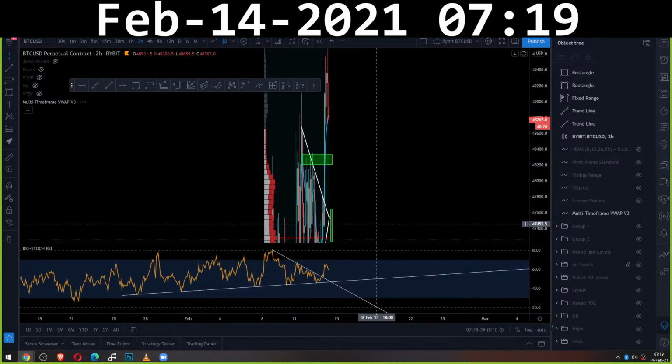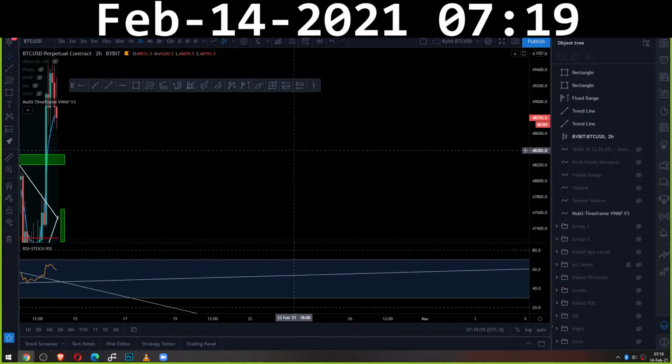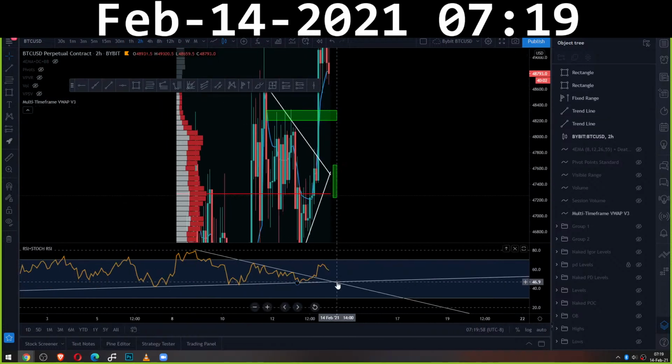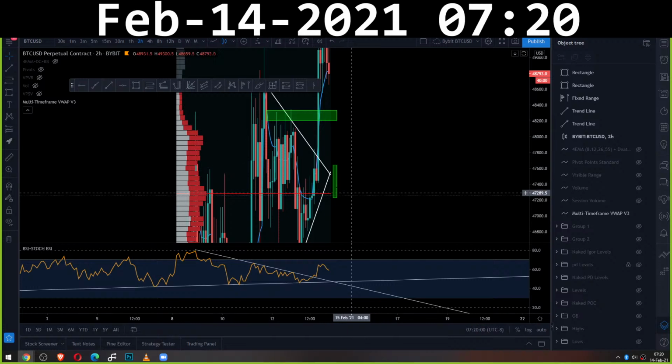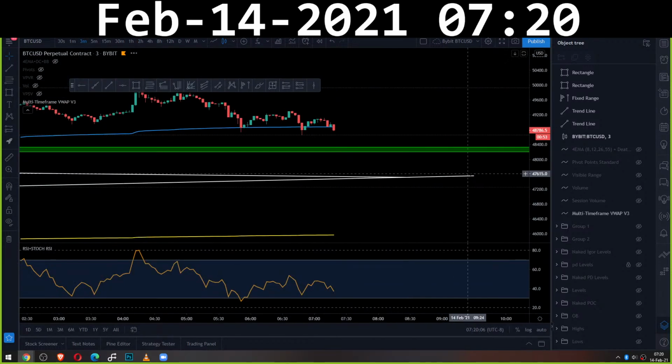Also, one reason why we could be having some support is because we have the sexy trend line on the 2 hour. We broke this trend line to the upside, so this could be more of a pump action that could be happening here pretty soon on Bitcoin. So we could see the price come back down to here, touch this trend line again, and then bounce up again. We'll see how that works out, but that's kind of what I'm looking at right now.